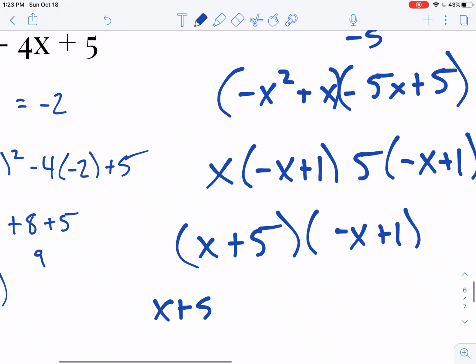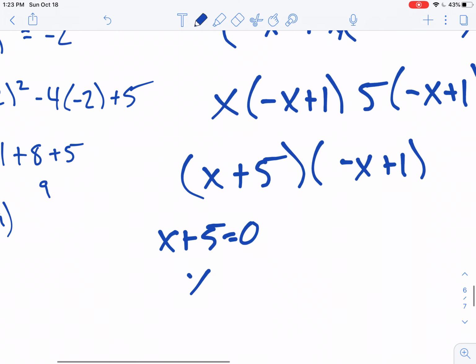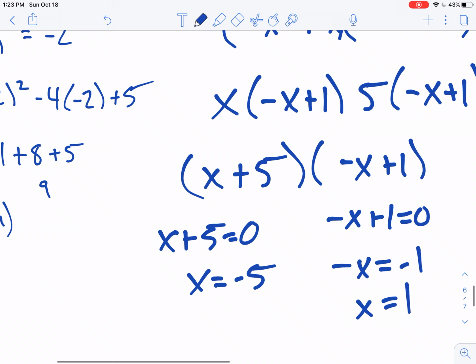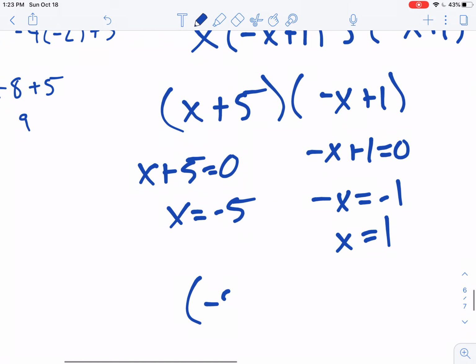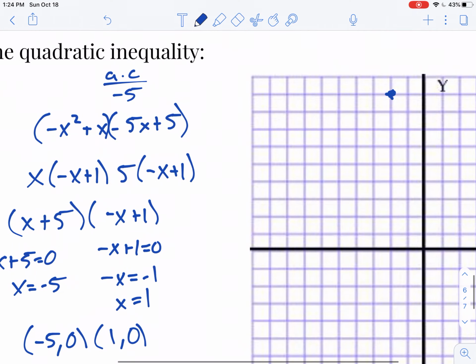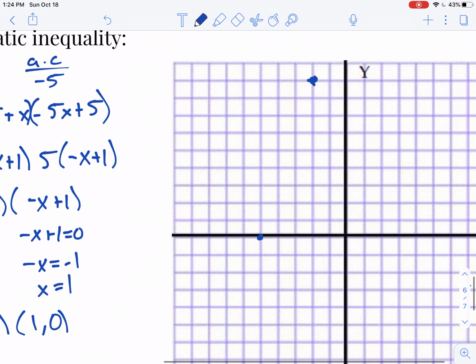x plus 5 equals 0, so x is equal to negative 5. Negative x plus 1 is equal to 0, so negative x is equal to negative 1, and x is equal to 1. So my two x-intercepts here are negative 5, 0, and 1, 0. This makes sense given the fact that my vertex is at negative 2. So negative 5, positive 1. I can draw my parabola here.